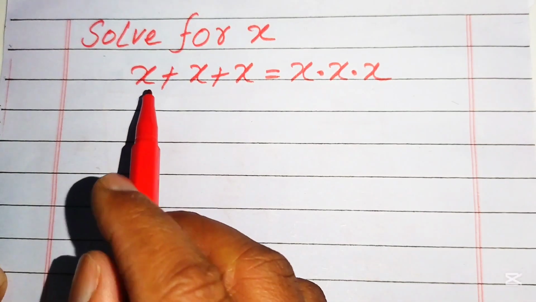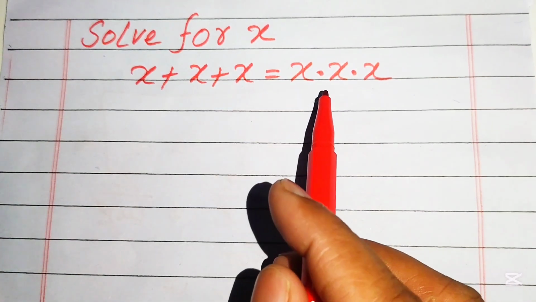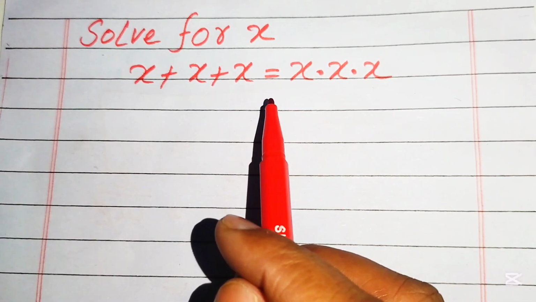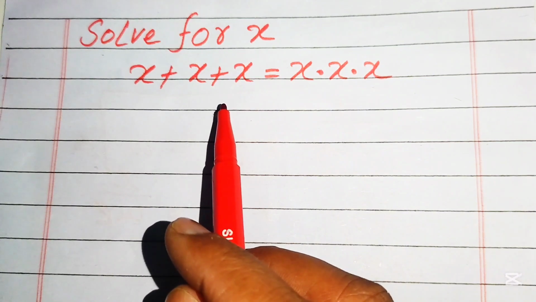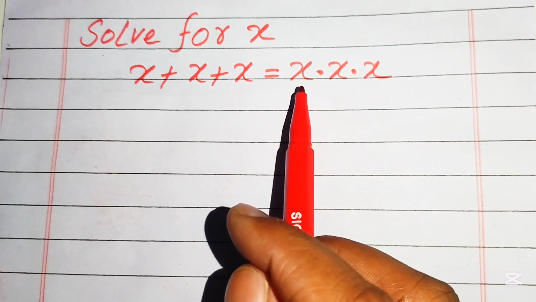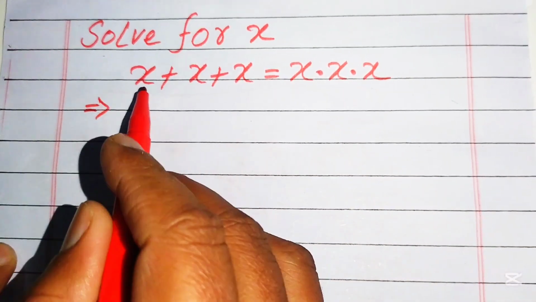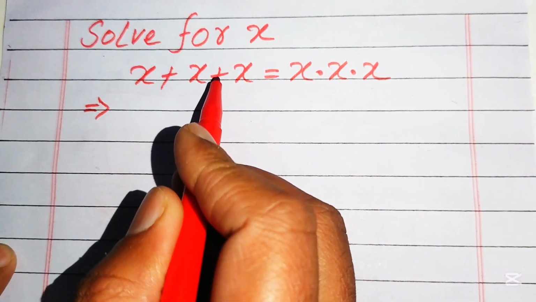So here we have x plus x equals x times x times x. It means that in the left hand side we have x added 3 times, and in the right hand side we just multiply x 3 times. Okay, so now in the left hand side we see here x is added 3 times.